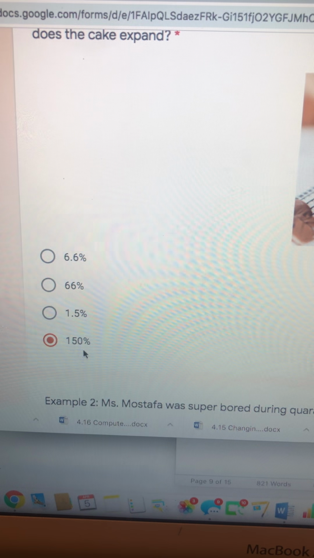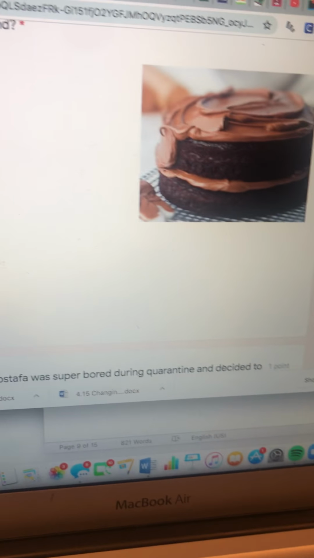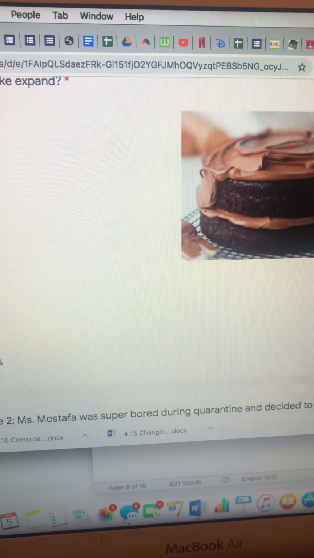So as said before, the cake got bigger by a scale factor of 150%, which is the same as 1.5. And that cake looks amazing. I didn't cook that though.